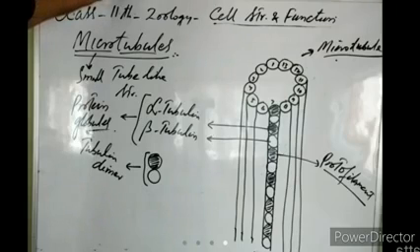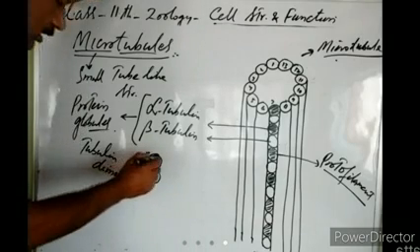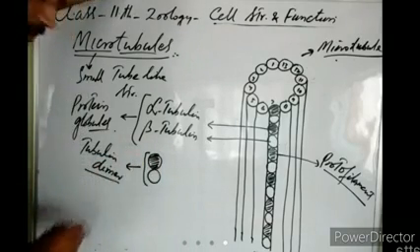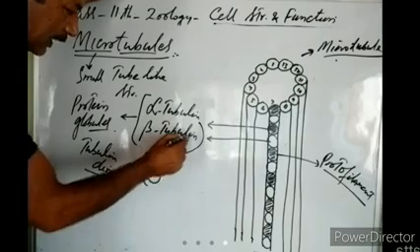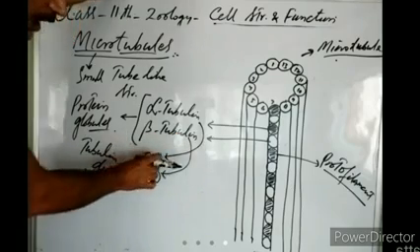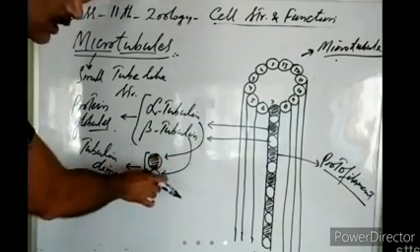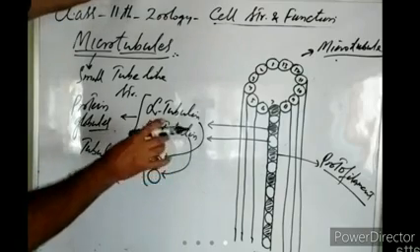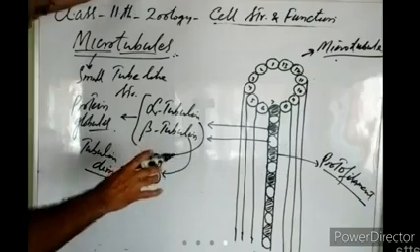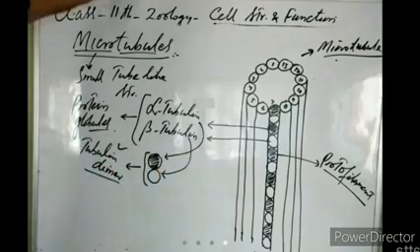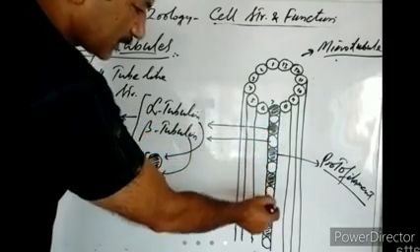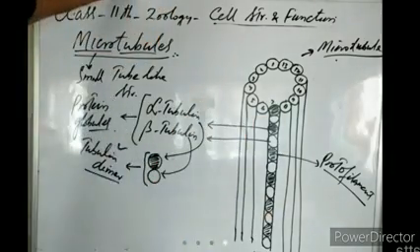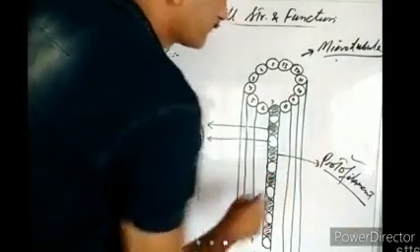Each protofilament itself is formed of repeating protein globules known as tubulin dimers. Each tubulin dimer is formed of alpha tubulin and beta tubulin. So an alpha tubulin protein molecule and a beta tubulin protein molecule combine to form a tubulin dimer. Then one tubulin dimer, another tubulin dimer, and many tubulin dimers combine to form one protofilament.